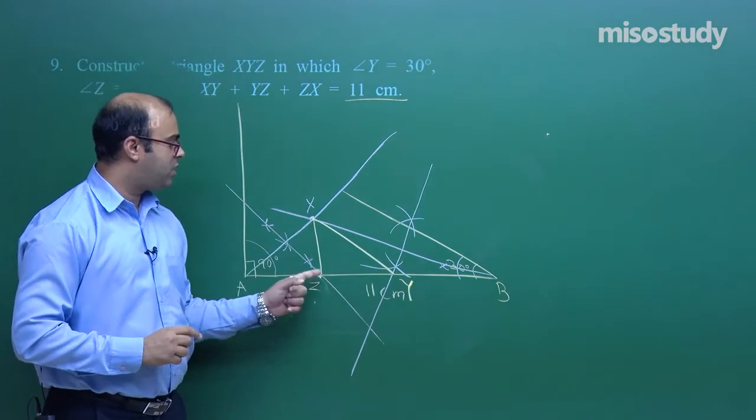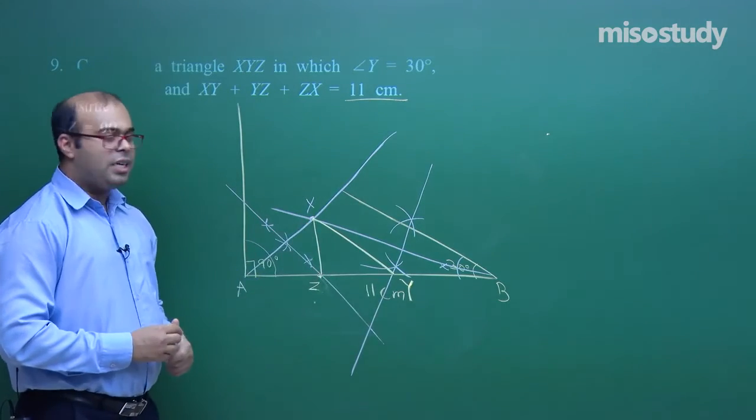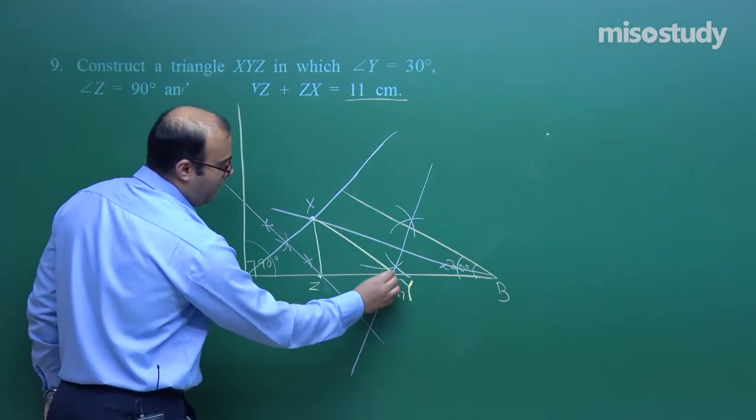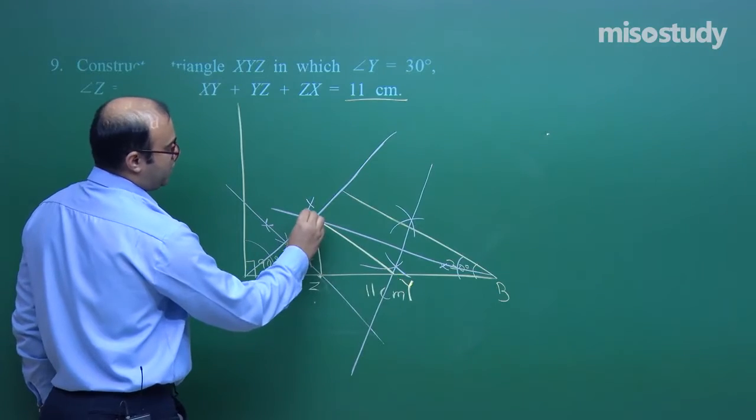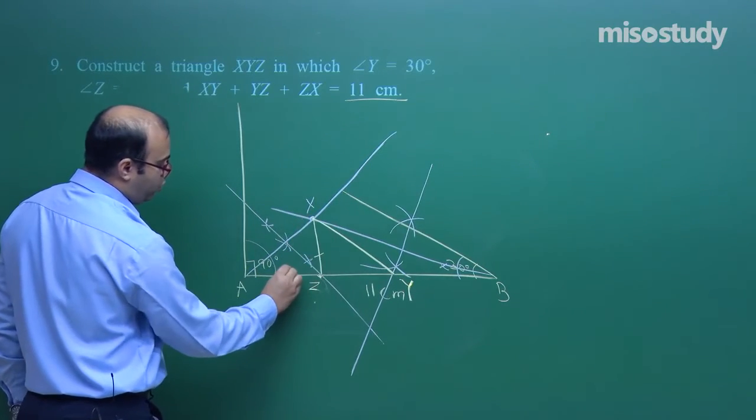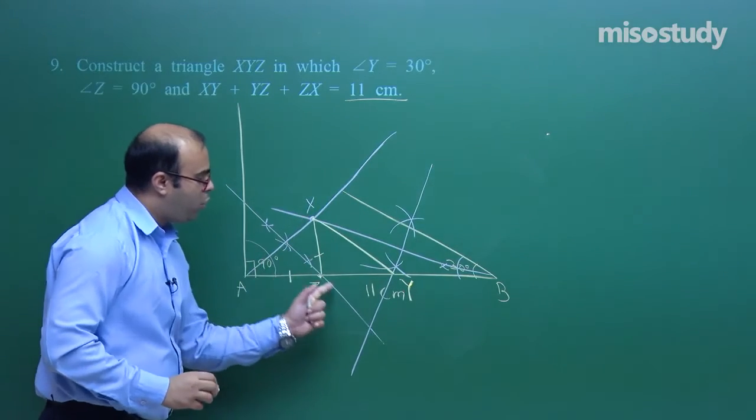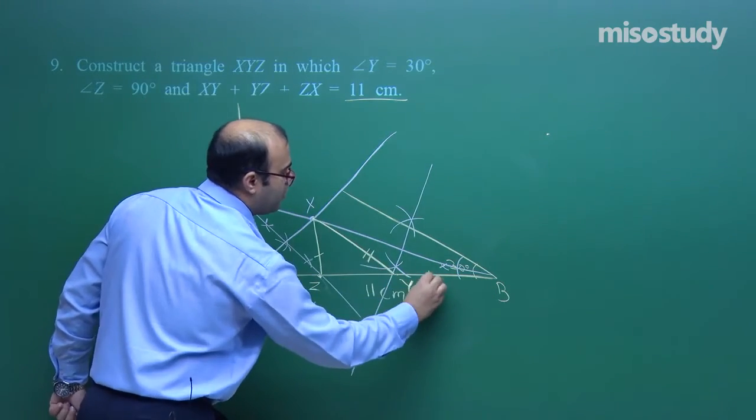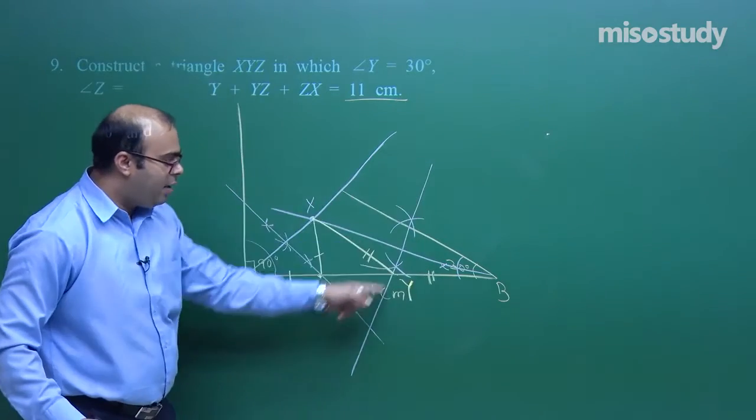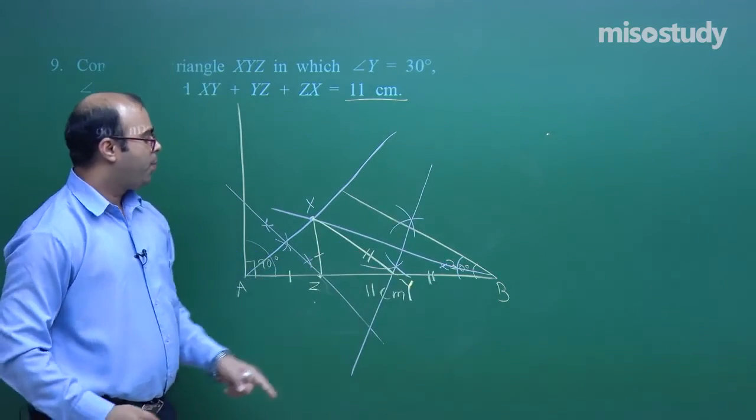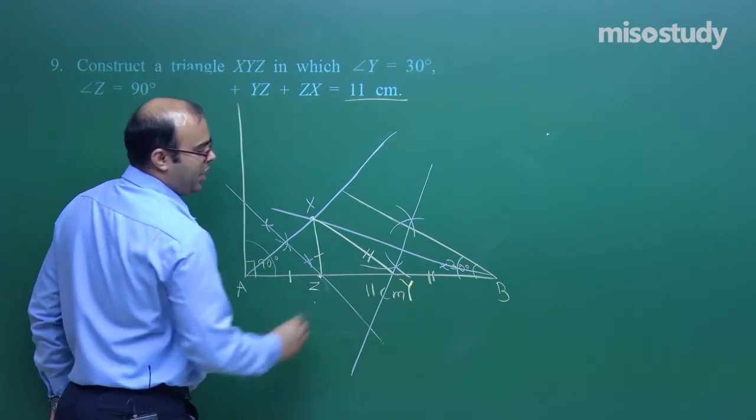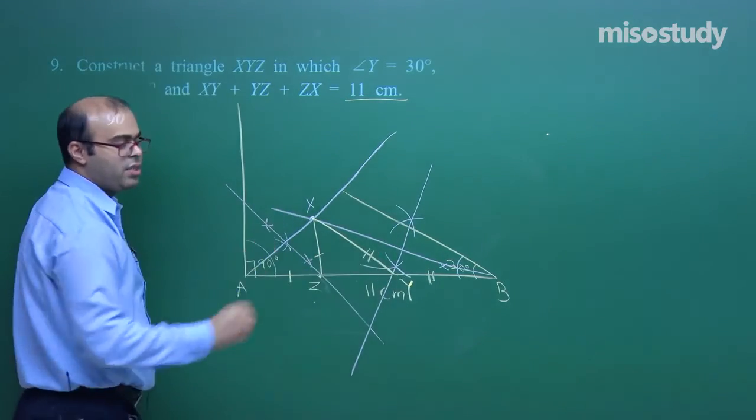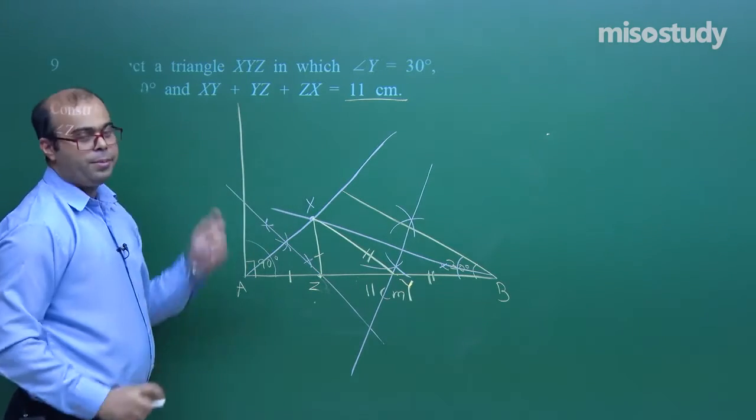This triangle XZY or XYZ satisfy all the conditions of the triangle, because this is ZY plus XZ. This XZ is equal to ZA because this is the perpendicular bisector. This XY is equal to YB. This is also perpendicular bisector line. So these 2 lengths are equal. Now this plus this is 11. This is equal to this and this is equal to this. So this plus this is 11 centimeter. So perimeter is 11 centimeter.